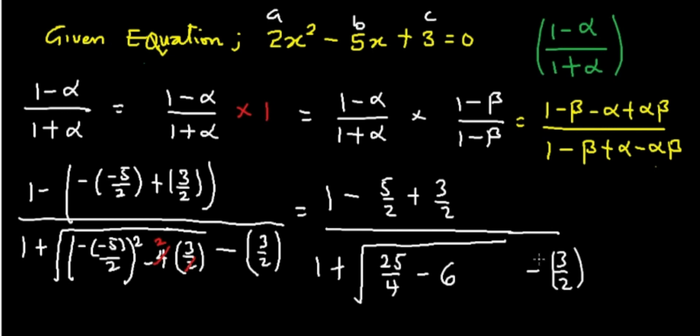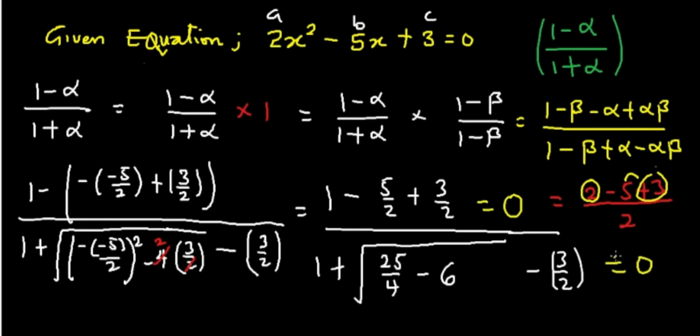Some of you want to go further to solve, but here we can see that 1 minus 5 over 2 plus 3 over 2 is 0. Let me show you why. If I take the LCM of this numerator, I will have 2 minus 5 plus 3. And we know that 3 plus 2 is 5, and 5 minus 5 is 0. So the whole of this top is equal to 0, and 0 over anything is 0, which means that what we have been looking for here is equal to 0.